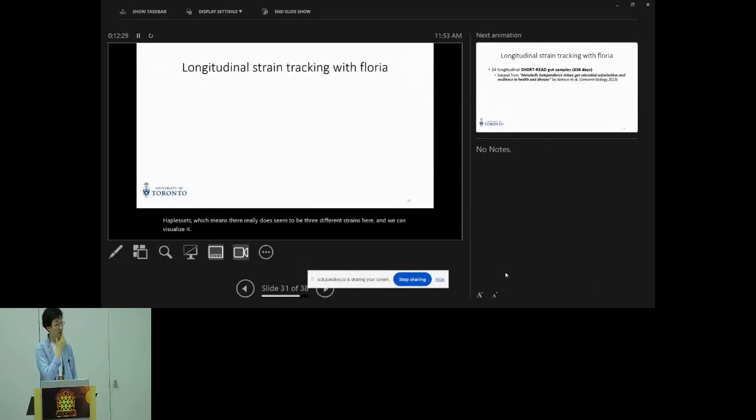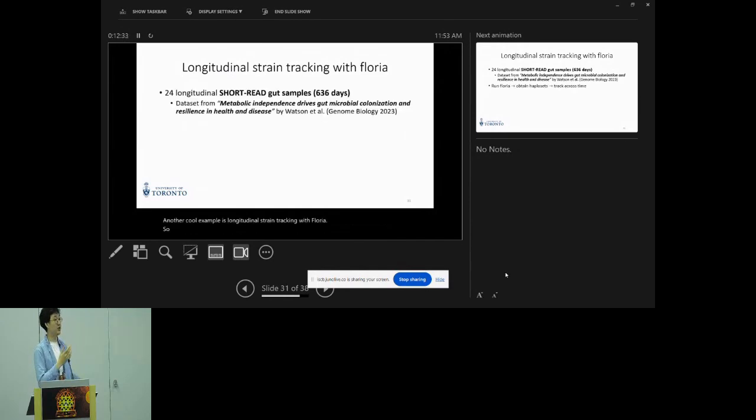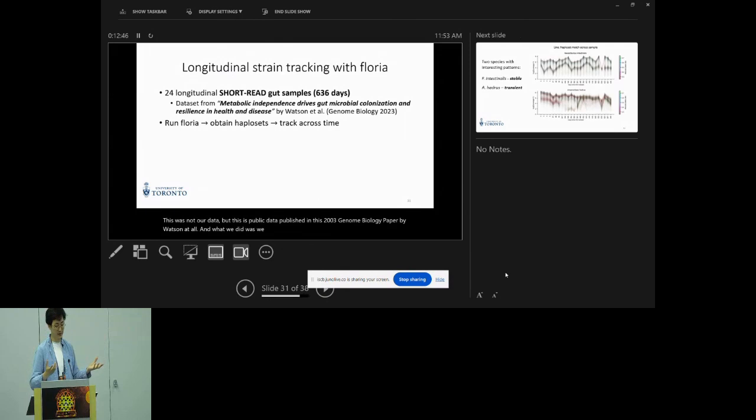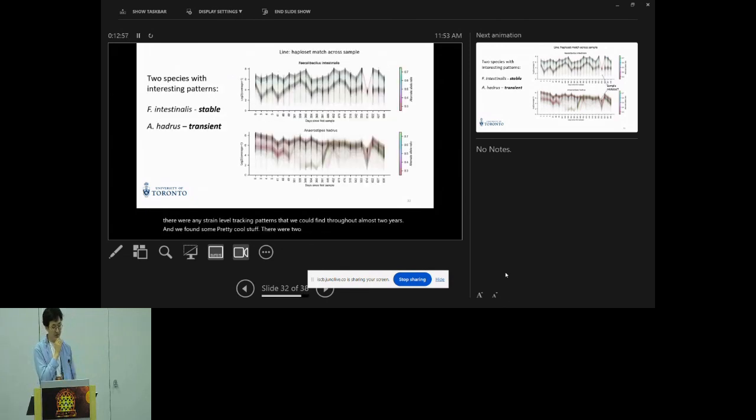Another cool example is longitudinal strain tracking with Floria. So what we did was we took 24 longitudinal short read gut samples over about 2 years. This was not our data, but this is public data published in this 2023 Genome Biology paper by Watson et al. And what we did was we ran Floria, obtained haplosets, and we wondered if there were any strain level tracking patterns that we could find throughout almost 2 years. And we found some pretty cool stuff. There were 2 species with very, very interesting strain diversity patterns.